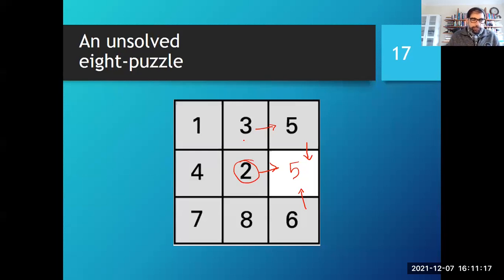Now, the task of the control system is to find out which move to make next. For example, in this case, it can either push 5 down, or it can push 2 to the right, or it can push 6 up. So it has got 3 choices. And which choice to make? This is the task of the control system.